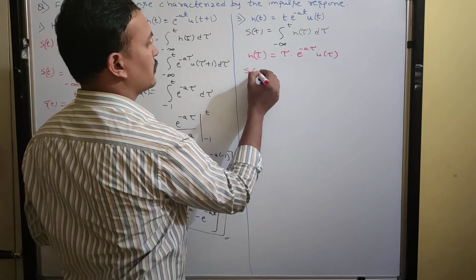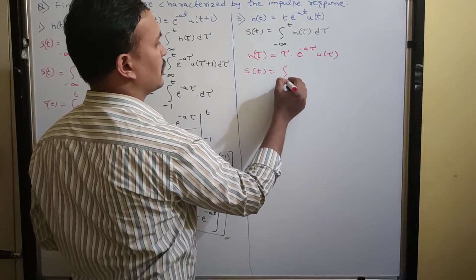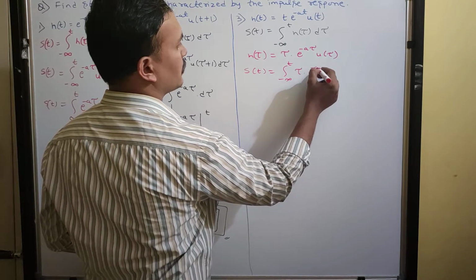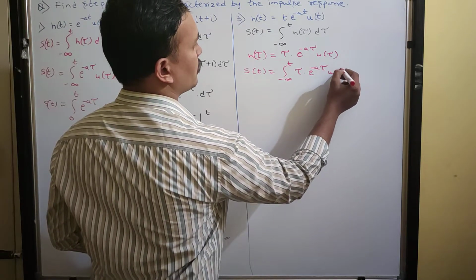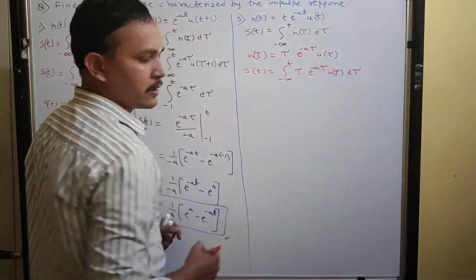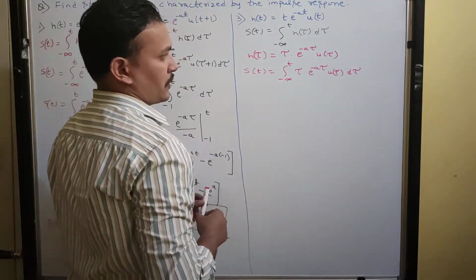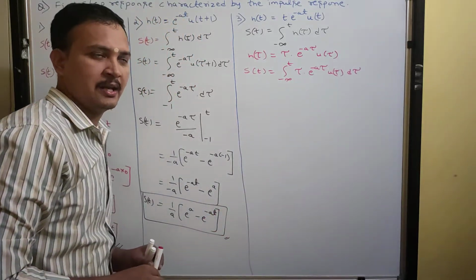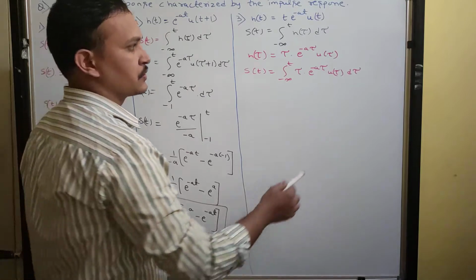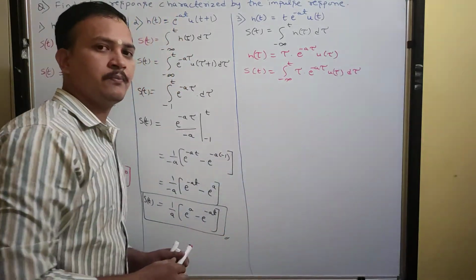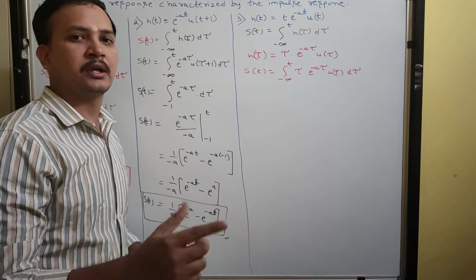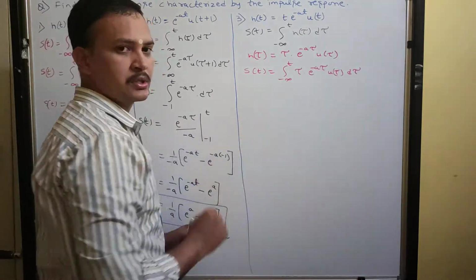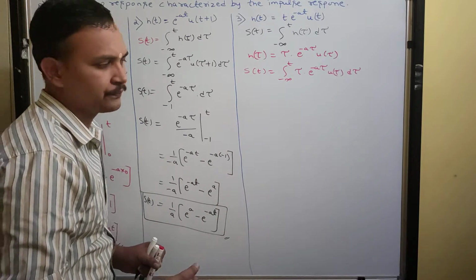While substituting, s of t is equal to the integral from minus infinity to t of tau e to the power of minus a tau u of tau d tau. Now you should take the lower limit. See the elementary signal: the elementary signal is u of t. So the bracket term should become 0. For that, what tau value can you put? Put tau equal to 0, then it becomes u of 0.